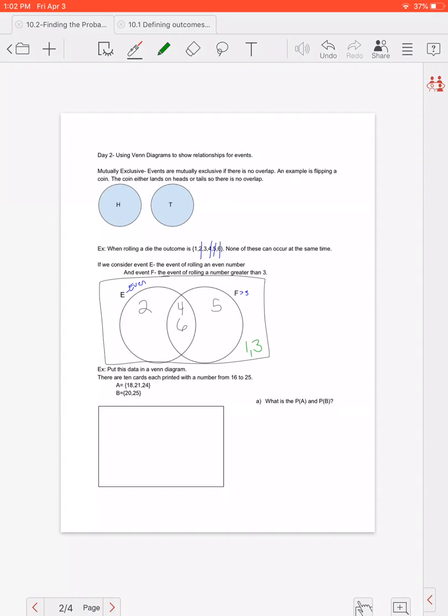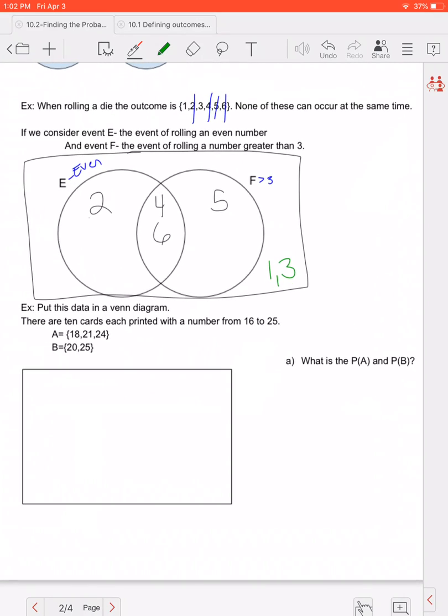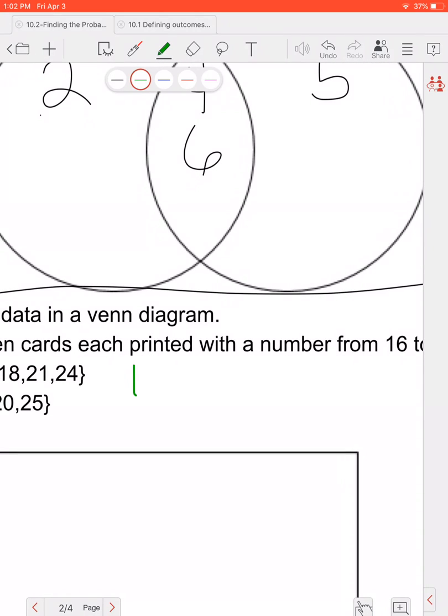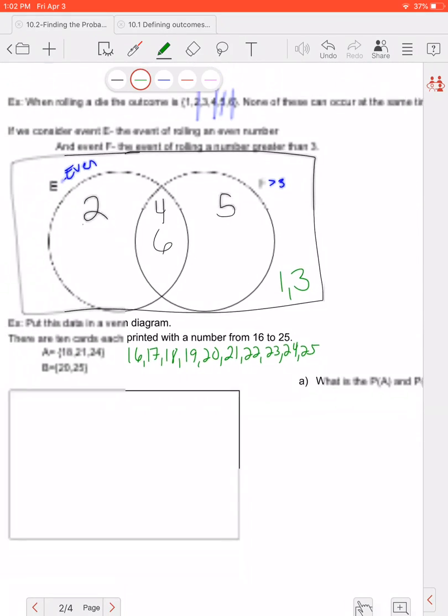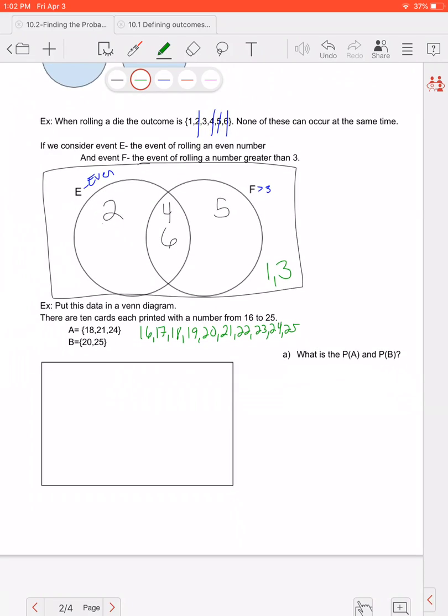Alright, let's try another one. So we're going to put this data in a Venn diagram. There are 10 cards, each printed with the numbers 16 to 25. So I'm just going to write 16 to 25 here. So we have 16, 17, 18, 19, 20, 21, 22, 23, 24, and 25, just so we know our full sample space, okay?